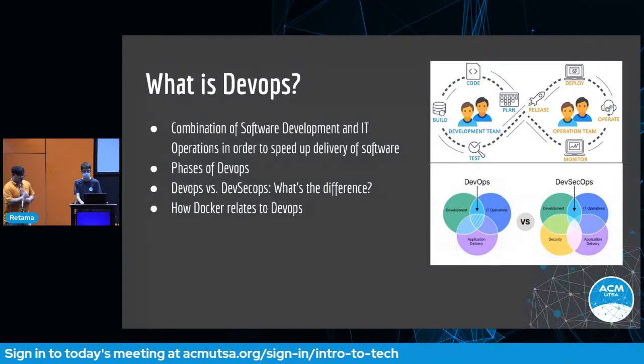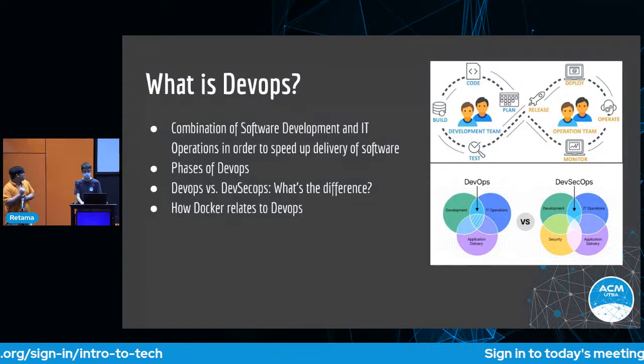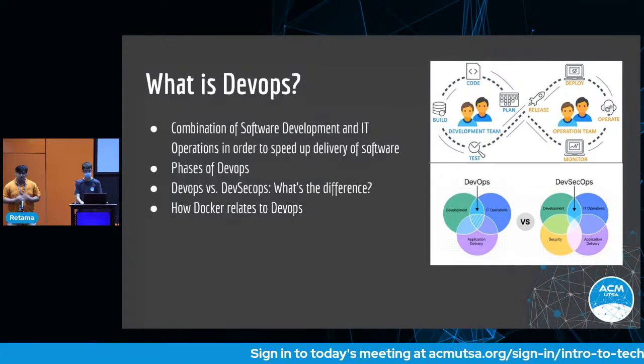And also, in terms of the phases of DevOps, you start with the plan phase, then you go all the way to the code, build, test, deploy, operate, monitor, and then last but not least, release.